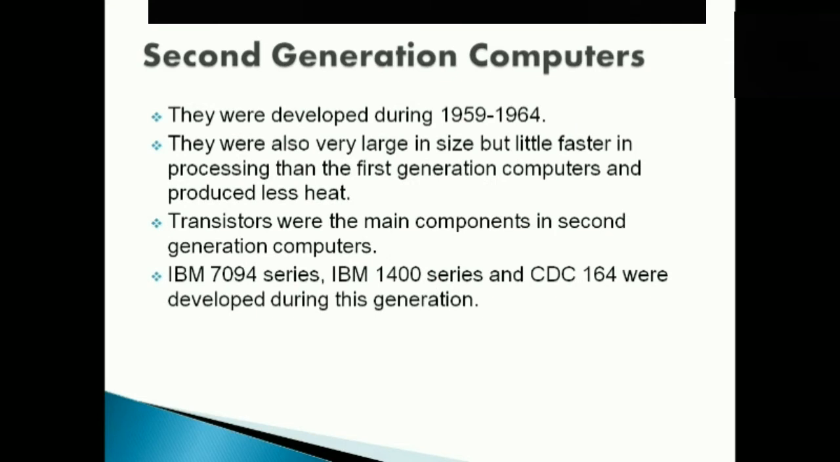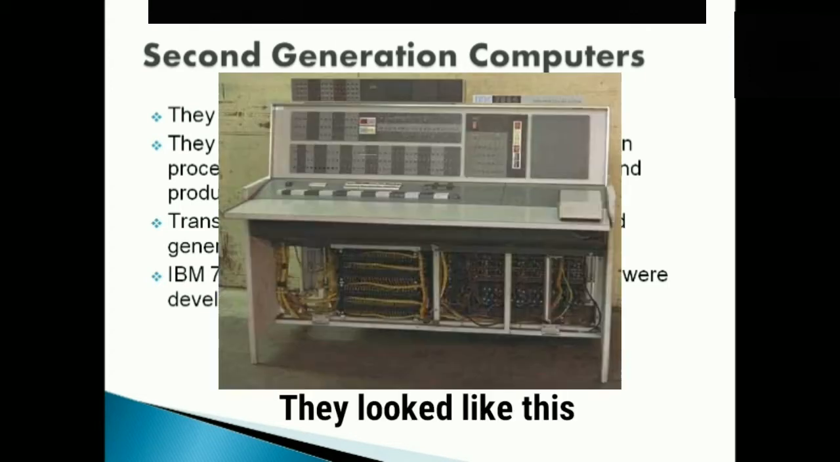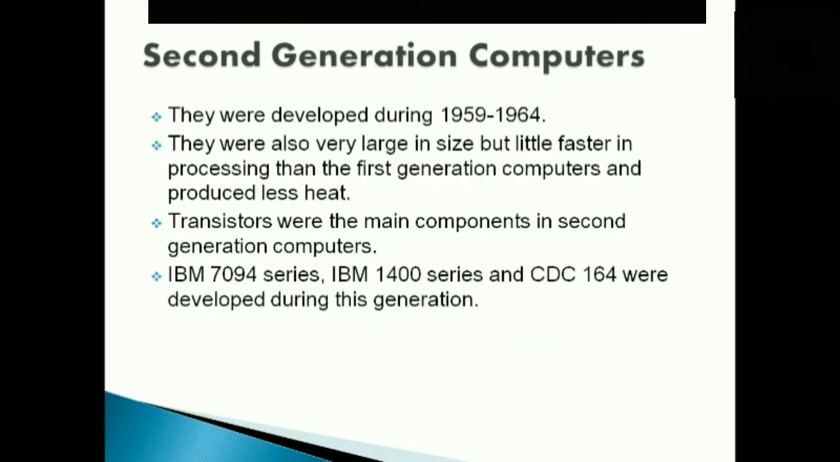Now let's move to the year 1959. Second generation computers. They were developed during the year 1959 to 1964. They were also very large in size but a little faster in processing than the first generation computers and produced less amount of heat. Transistors were the main component in second generation computers. IBM 7094 series, IBM 1400 series and CDC 164 were developed during this generation.